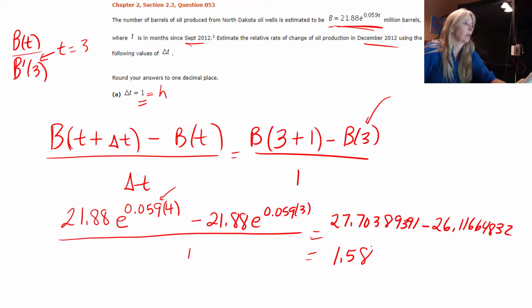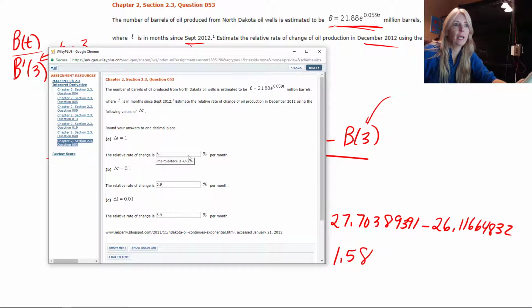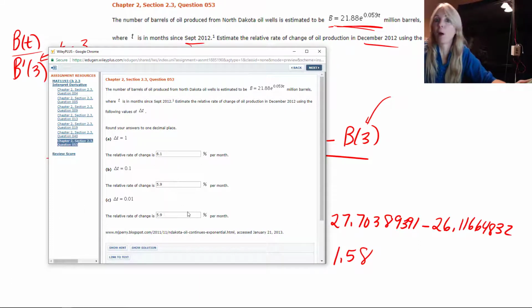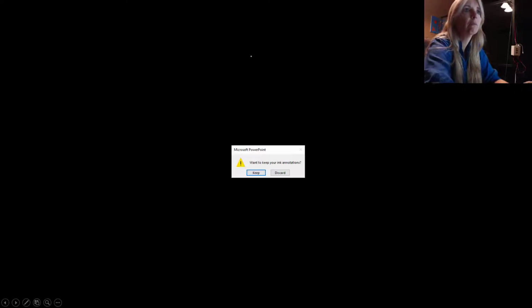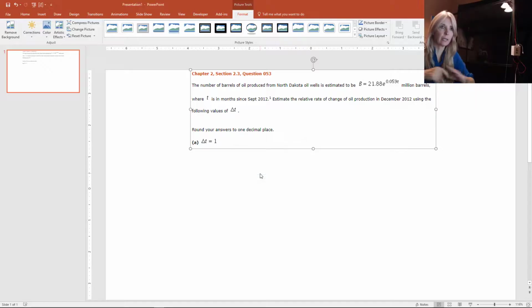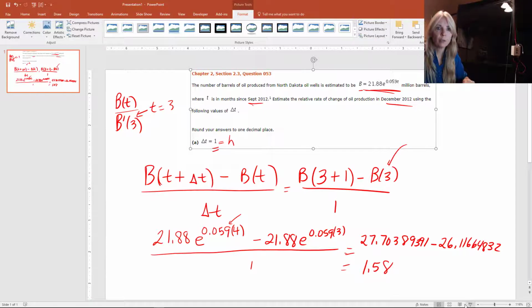It's like, huh. But I go over here, and 1.588. Oh, because you didn't read the problem. The relative rate of change. Oh. How do you find the relative rate of change? I don't know, hope you know. Let's run you again.